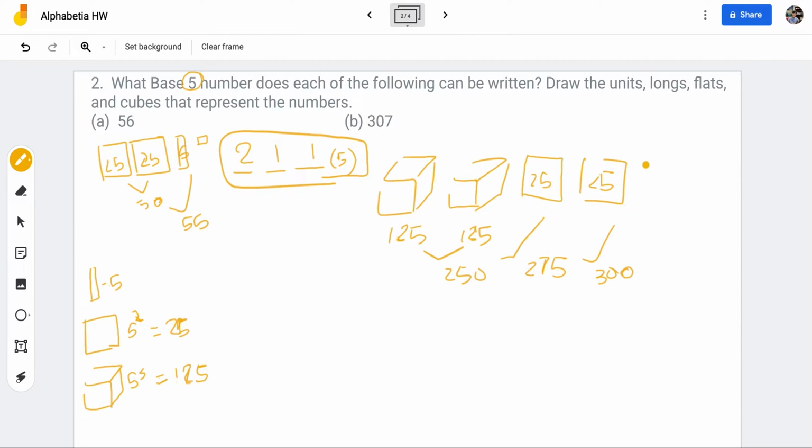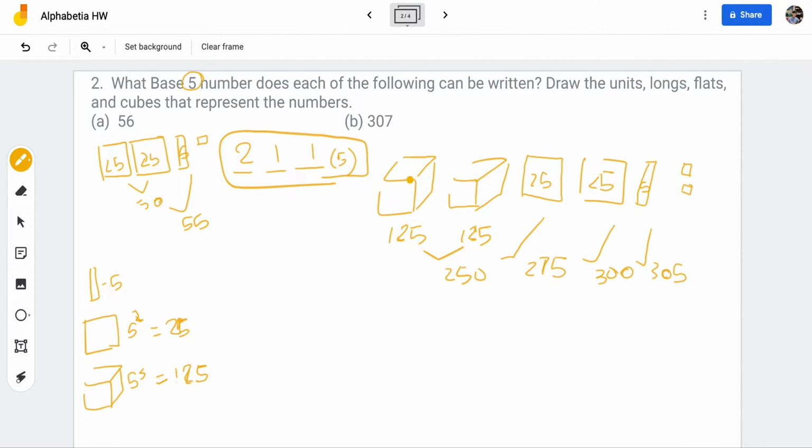So let's think about long. In 1 long, we can have 5. So if you add that, you have 305. Can we have another long? No, we can't. Then you're gonna have 310, and that's bigger than 307, so we are done, right? For the longs. But since we need to have two more to make 307, we can have 2 units there.